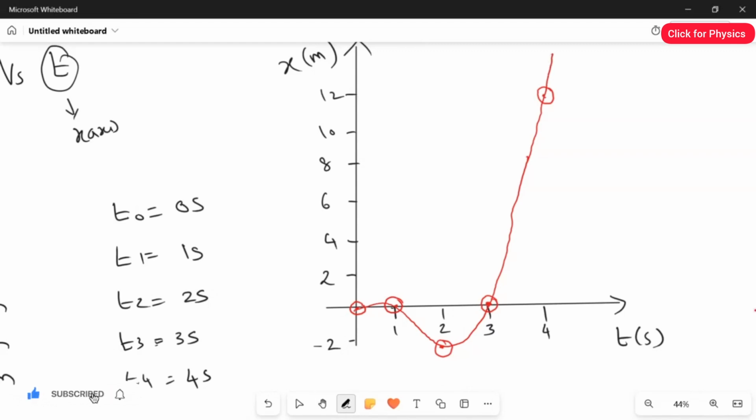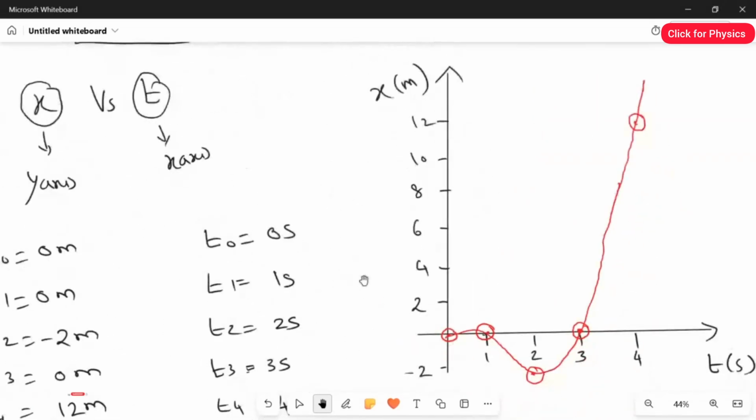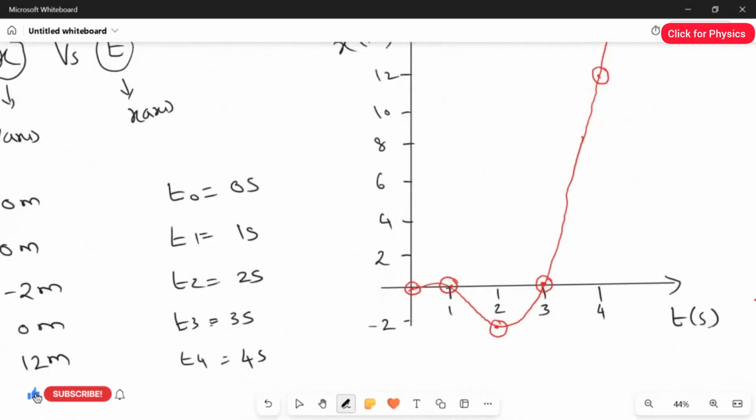Now, from this graph, we have to get the answer for the F part. So, what answer did we get in the F part, which is 7 meter per second. So, what I'm going to do, I'm going to choose 2 points. So, let's take the points. What are the 2 points I'm going to take? I'm going to take these 2 points.